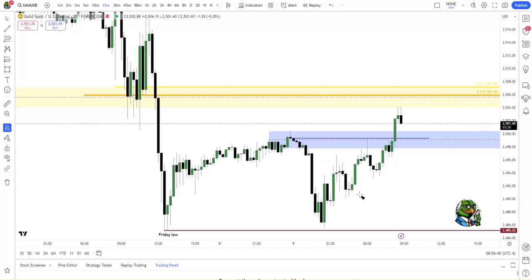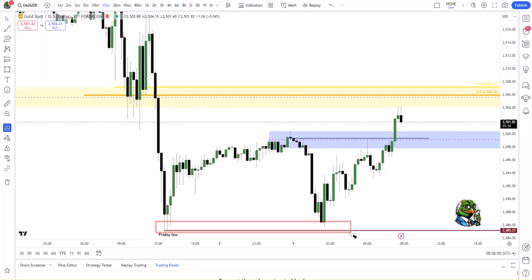What I don't like is this choppiness on the way up. I actually don't like that, and I don't like having these equal lows here. We did not take out Friday's low earlier today, okay?